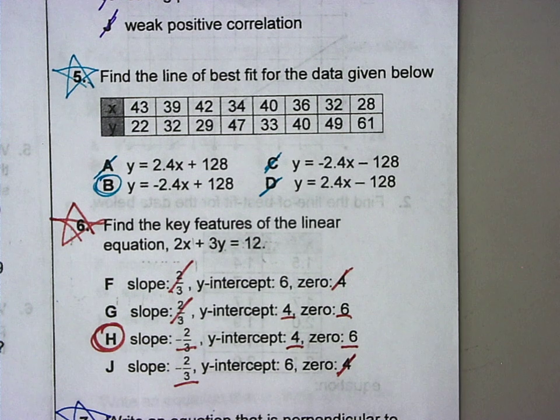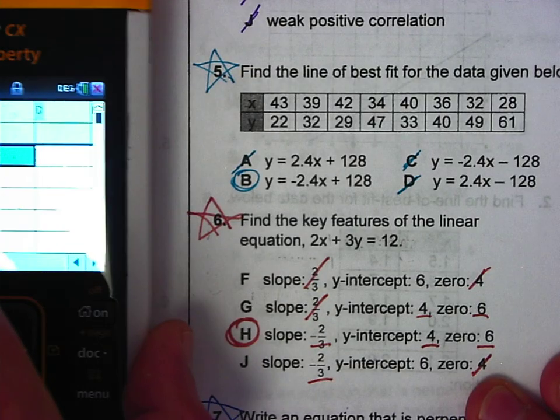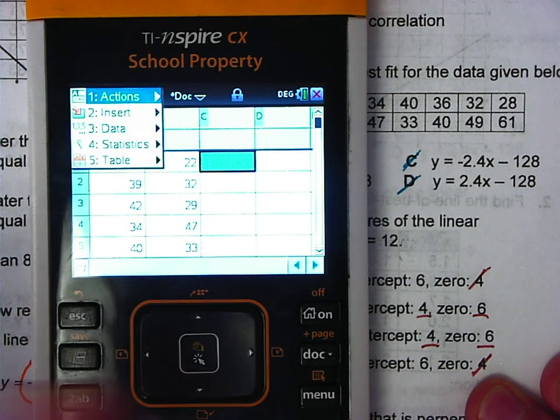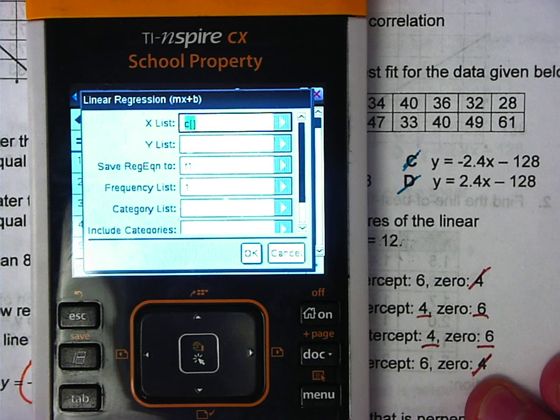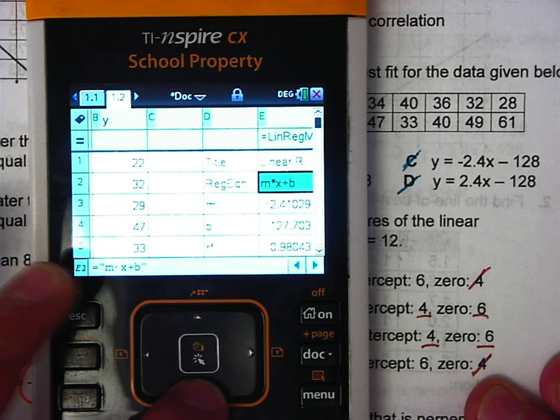For number 5, we want to know which is the best fit line. So you could go ahead and graph it, but I want to show you that you can just get the equation you want directly from the table, for those who may not be aware. I'm sure most of you are already. I entered my data into the table, like we always do, and then I'm going to use the function menu 4, 1, 3, label that X, label the next one Y, and then go ahead and just OK everything. And then here's my equation.